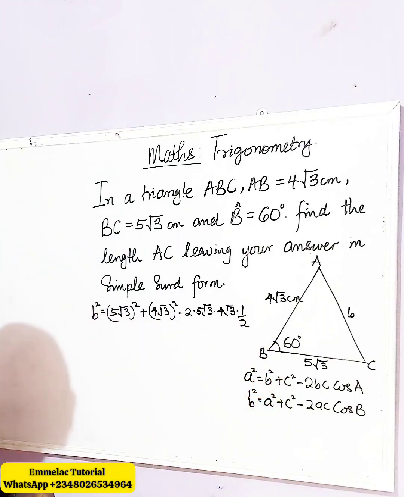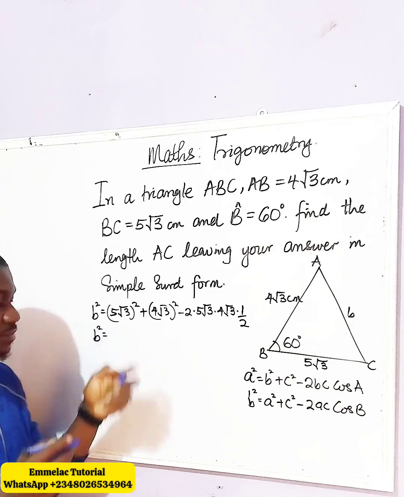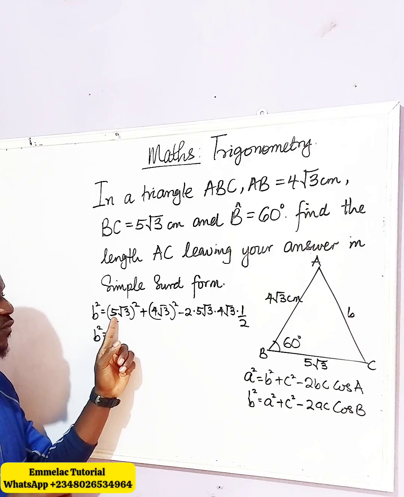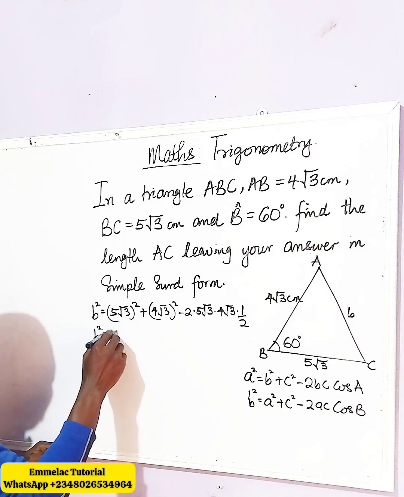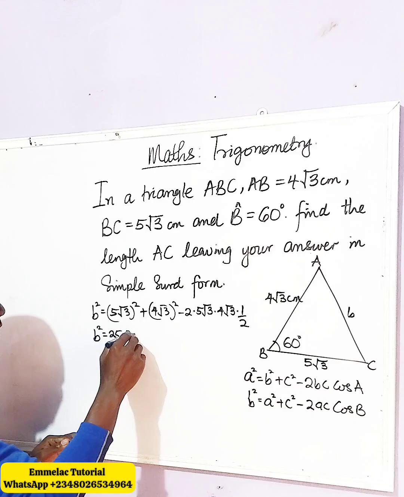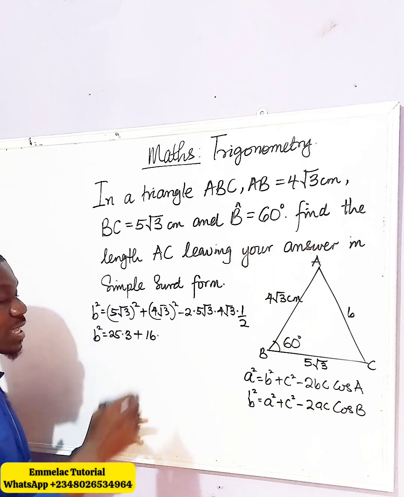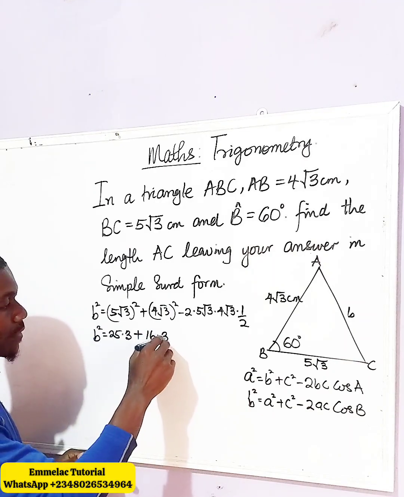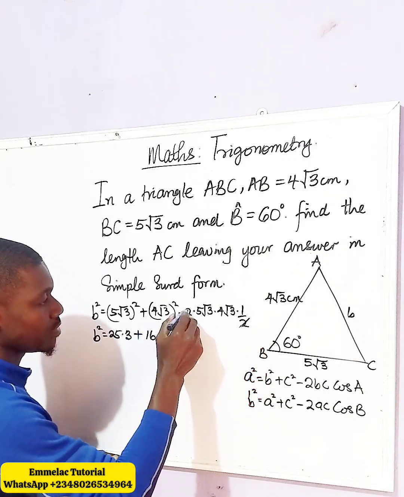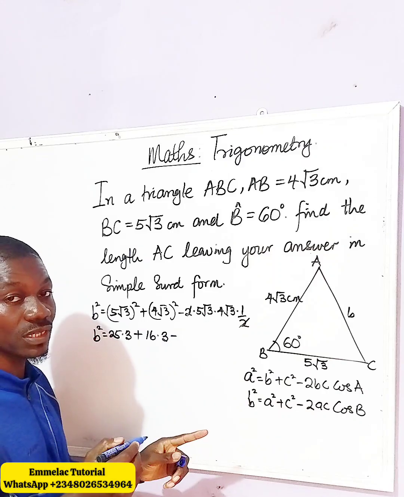Alright, so let us now simplify further. So b squared will now give us, in this case, we have to distribute the square to both 5 and root 3. So 5 squared will give us 25, then root 3 squared will give us 3. Then plus the same thing here, 4 squared will give us 16, then times root 3 squared will give us 3. Then minus, in this case, we eliminate 2 here, so we are left with 5 root 3 times 2 root 3.